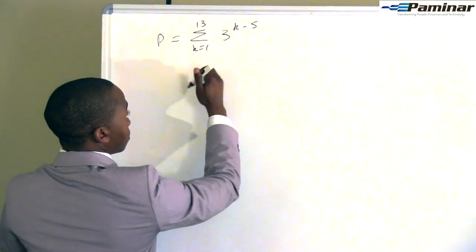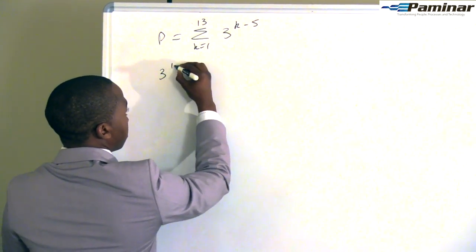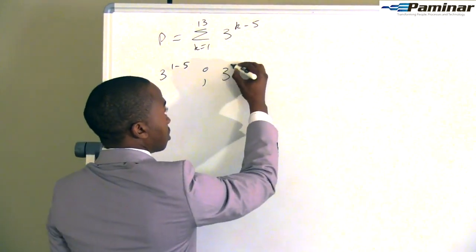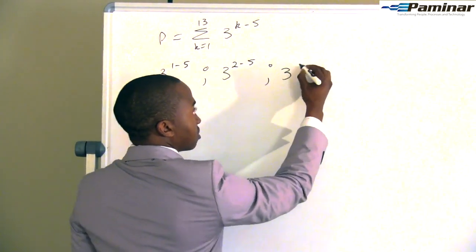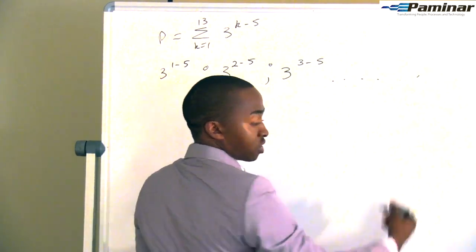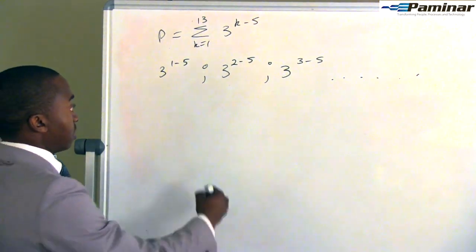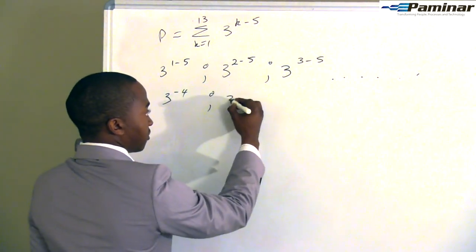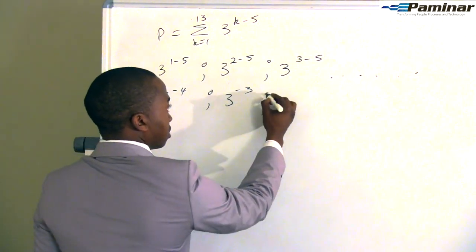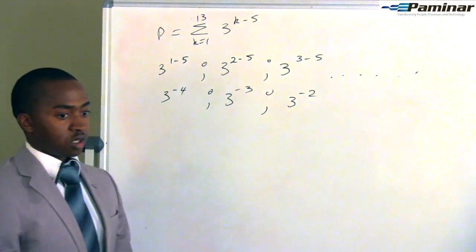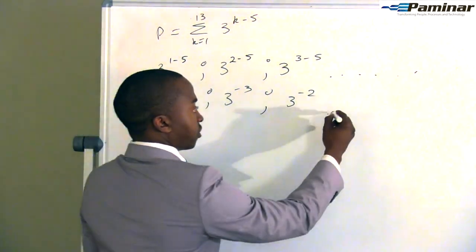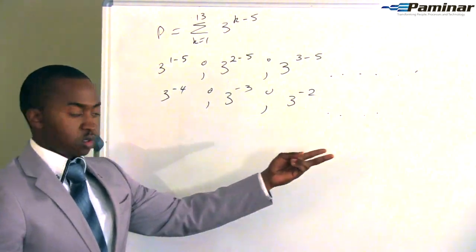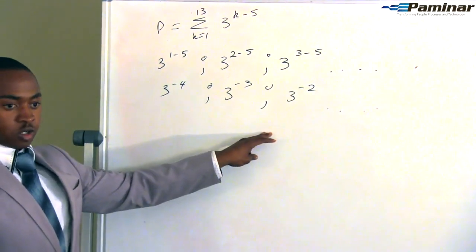So if k is equal to 1, we'll have 3 to the 1 minus 5, right? The second term will be 3 to the 2 minus 5. Third term is 3 to the 3 minus 5, and so forth. Then, if we simplify this, 1 minus 5 is negative 4, 2 minus 5 is negative 3, 3 minus 5 is negative 2. Okay, and so forth. So the next term would most probably be 3 to the negative 1, 3 to the 0, and so forth. But this is enough for us to know what's going on.